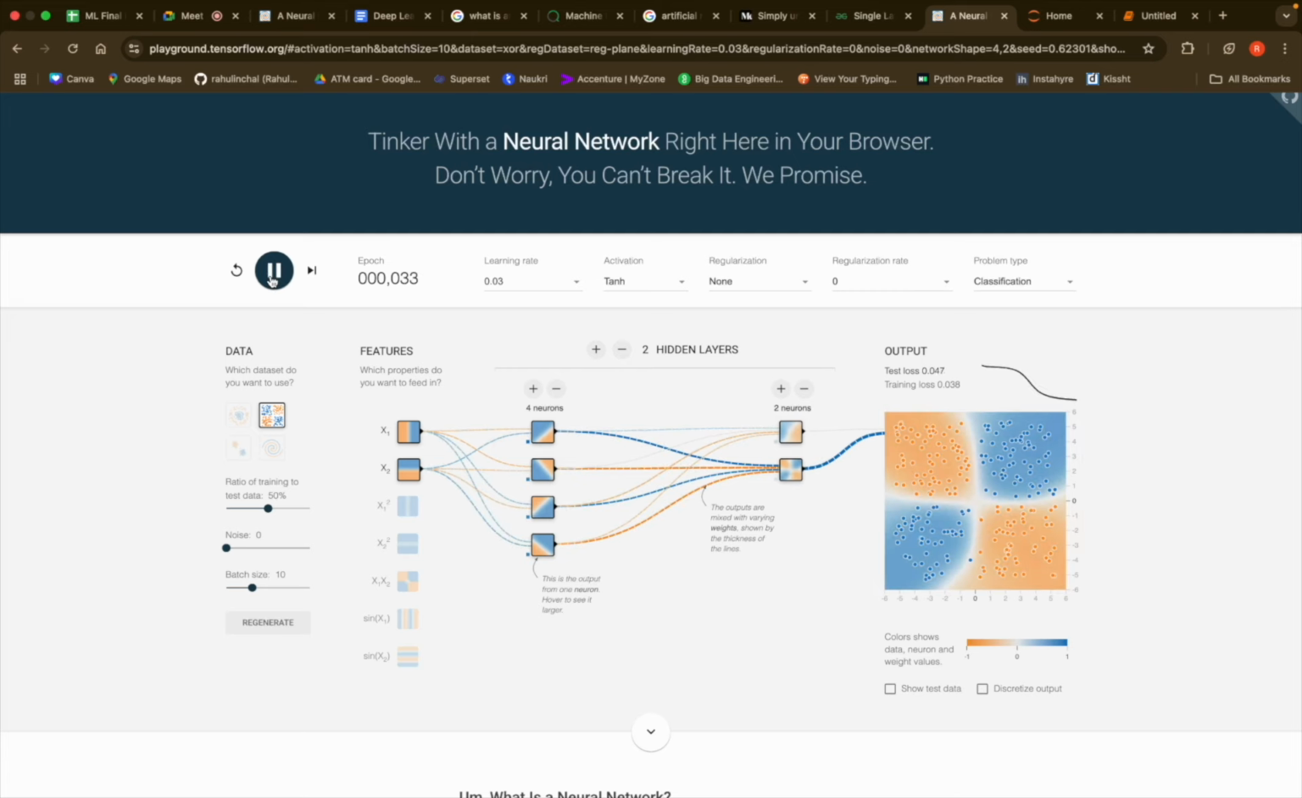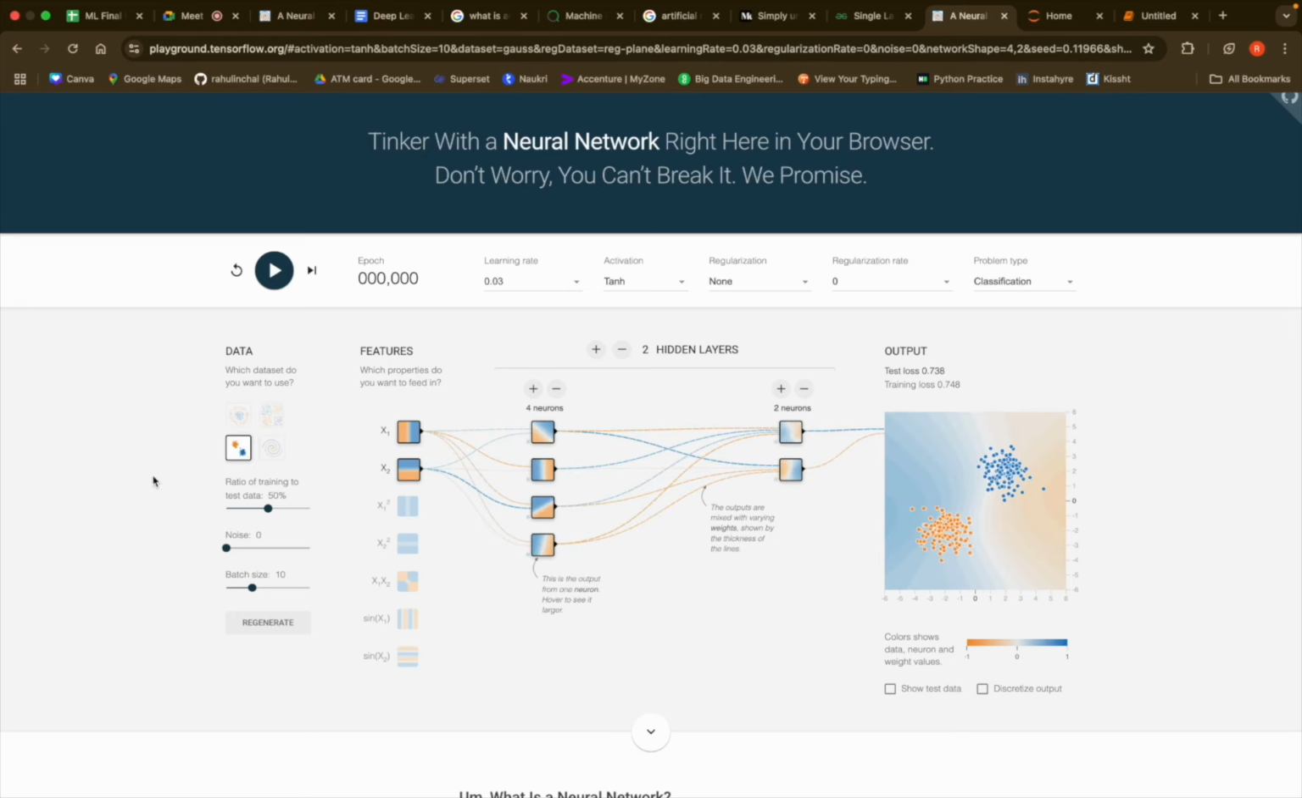See, almost 80. It has taken less time than the previous data set to learn, because I have got 0.015, which means all these parameters I have kept, learning rate, activation, regularization rate, problem type, ratio, noise, batch size and all, are almost tending to perfect. It has taken 80 epochs. I don't have to do anything for this.